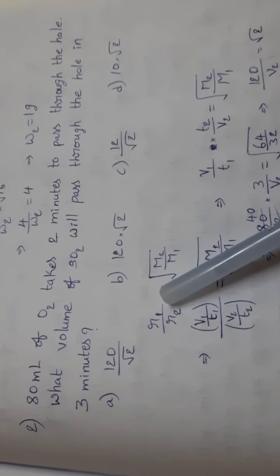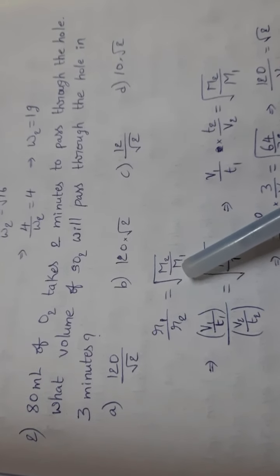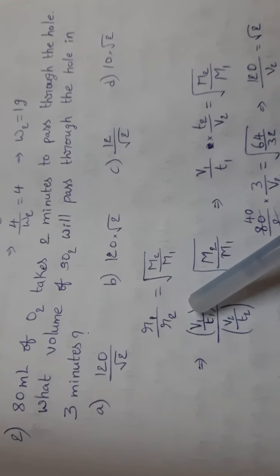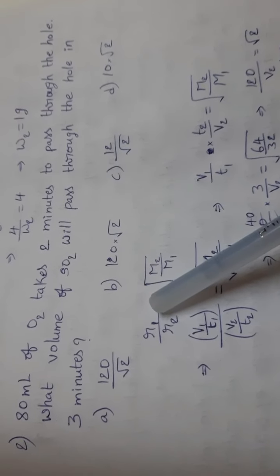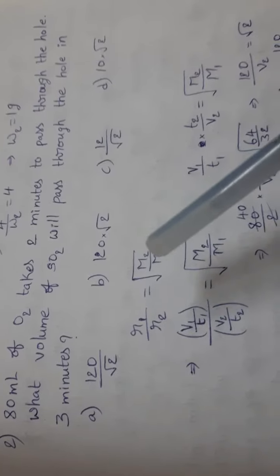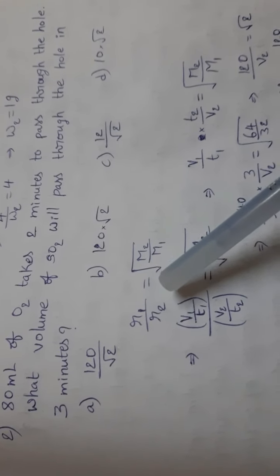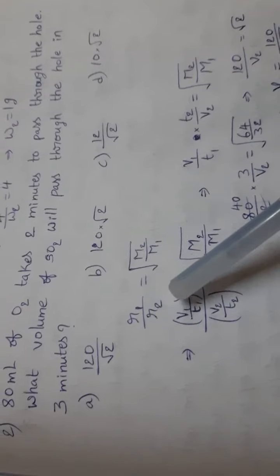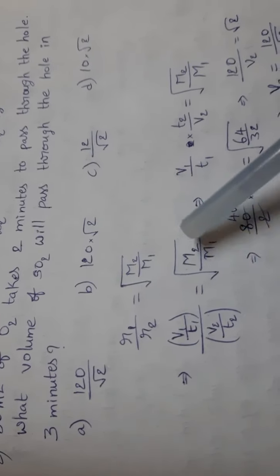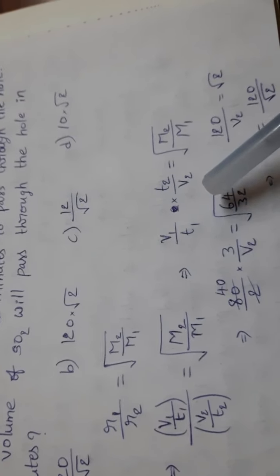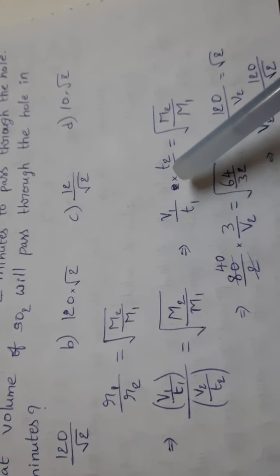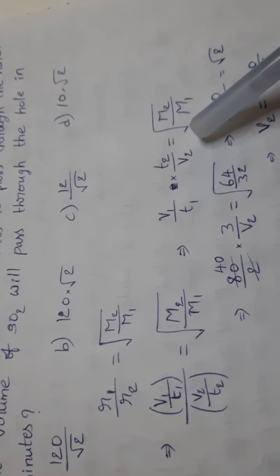Okay. Rate of diffusion R1 by R2 equal to square root of M2 by M1. Rate of diffusion means V, volume. Rate of diffusion R equal to V by T, where V means volume of the gas diffused in time T. Here two different gases are there. So R1 means V1 by T1, R2 means V2 by T2, equal to square root of M2 by M1. From this we can write V1 by T1 into T2 by V2 equal to square root of M2 by M1.